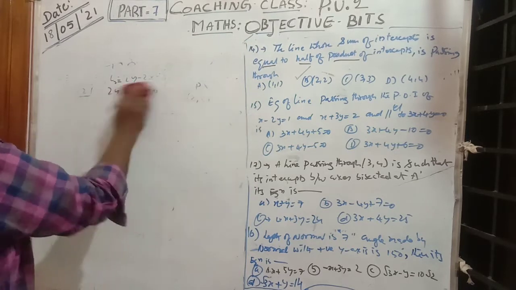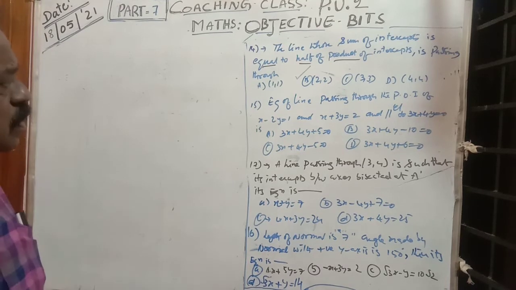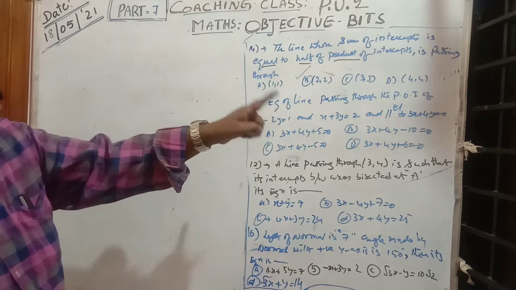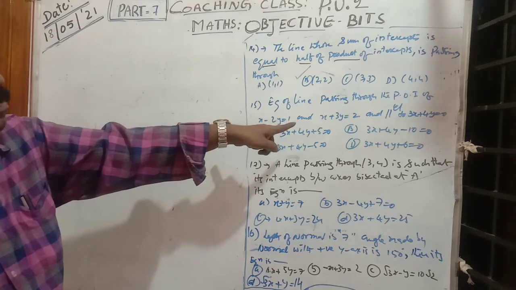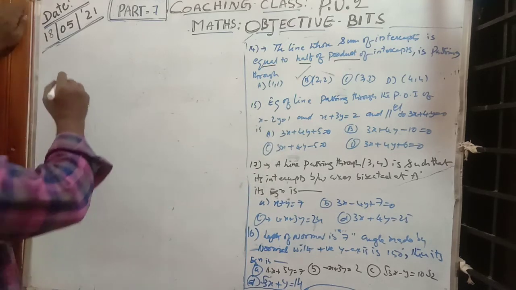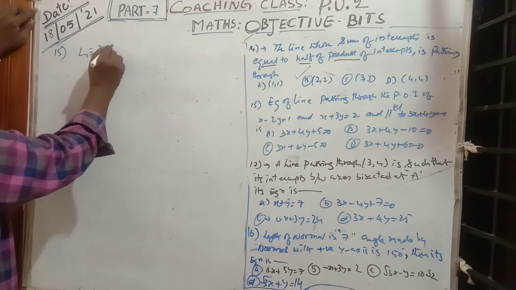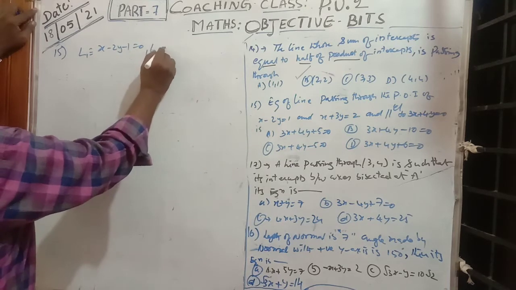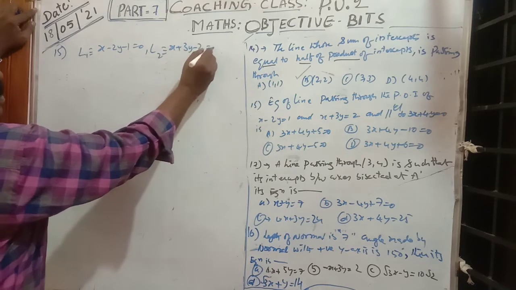The 15th problem is: the equation of the line passing through the point of intersection (POI) of x minus 2y is equal to 1 and x plus 3y is equal to 2, and parallel to that one. So here also, say L1 is x minus 2y minus 1 is equal to 0, and L2 is x plus 3y minus 2 is equal to 0.